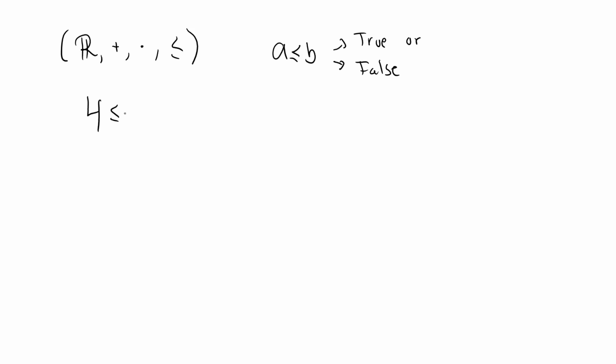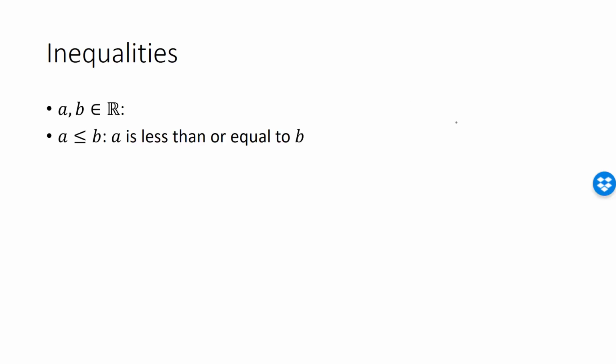For example, 4 less than or equal to 4 is true, 4 less than or equal to 6 is true, while 6 less than or equal to 4 is false. The binary relation less than or equal to on R is fundamental. Its existence is assumed. There are several axioms related to the binary relation, but they will not be discussed in this lecture. Instead, we will discuss 3 other binary relations that can be derived from less than or equal to.